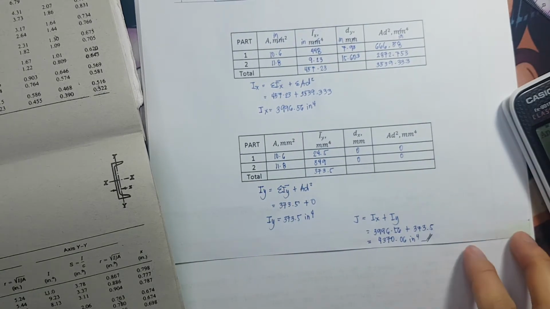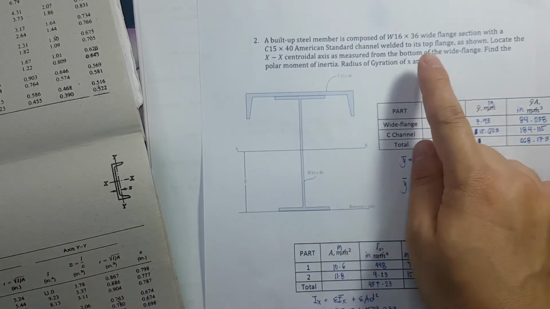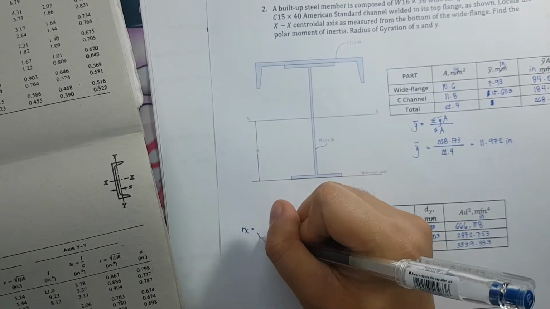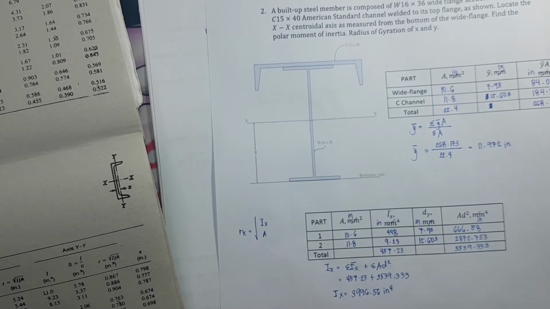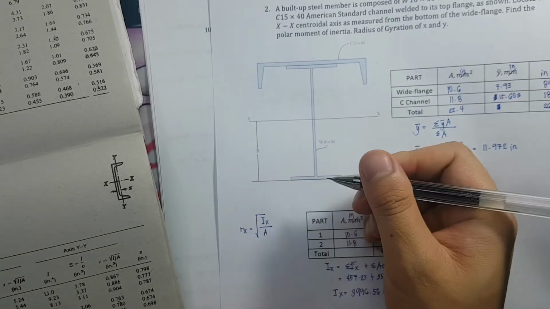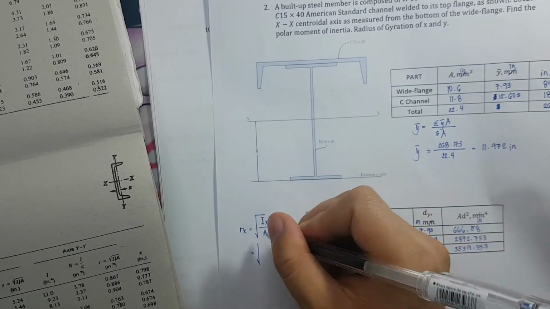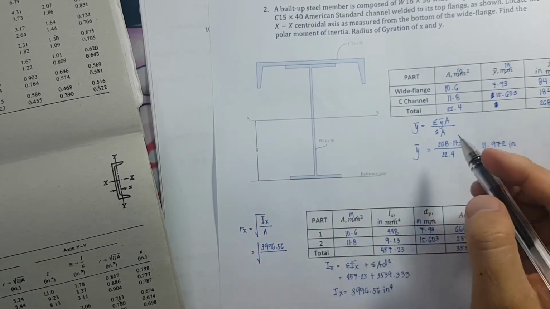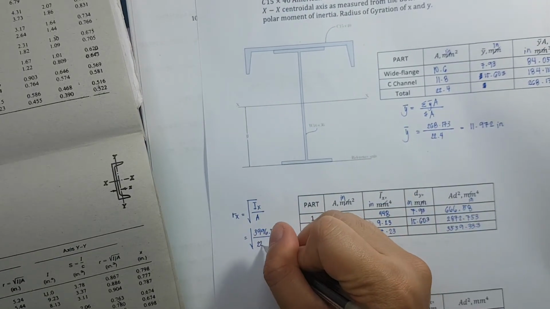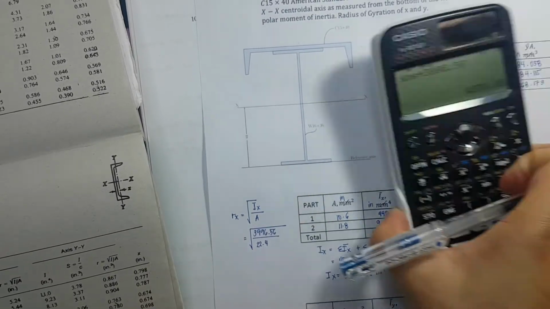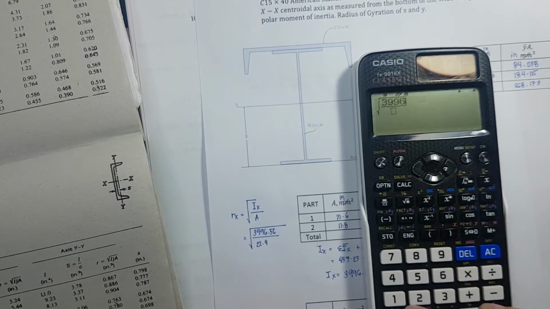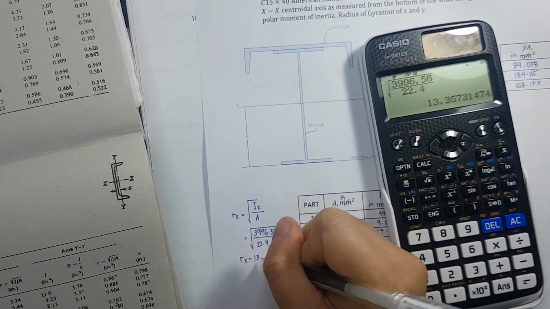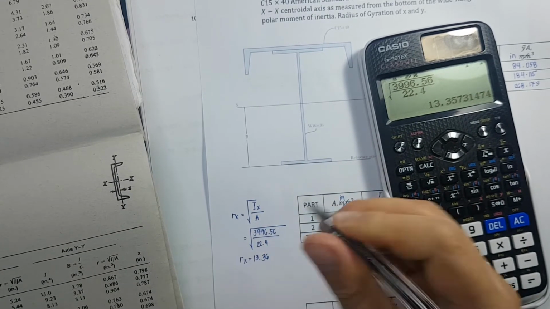Okay. Next, according to the problem, we need to determine the radius of gyration with respect to the x and y axis. So we have Rx is equivalent to the square root of IX over area. Substituting the value, what is IX? 3,996.56 divided by the area. What is the total area? It is 22.4. Then get the square root. So 3,996.56 divided by 22.4, and Rx is equivalent to 13.36.